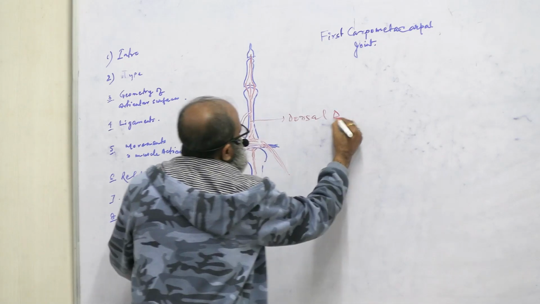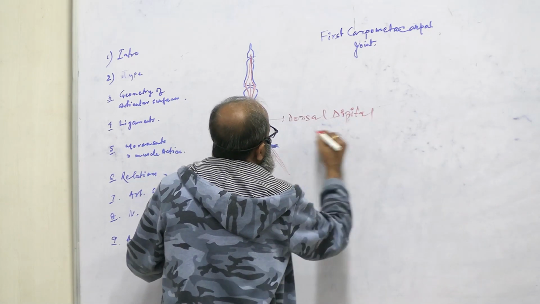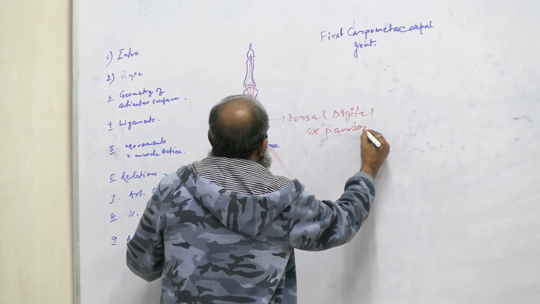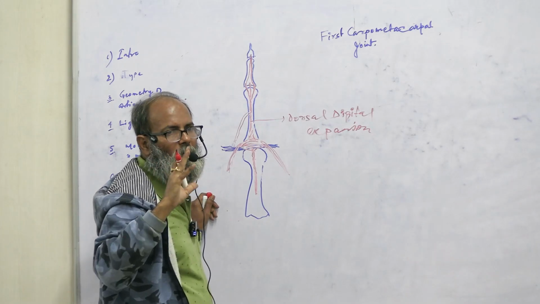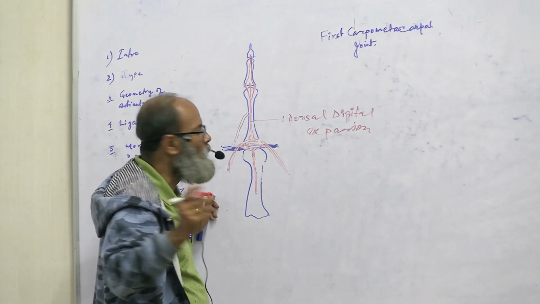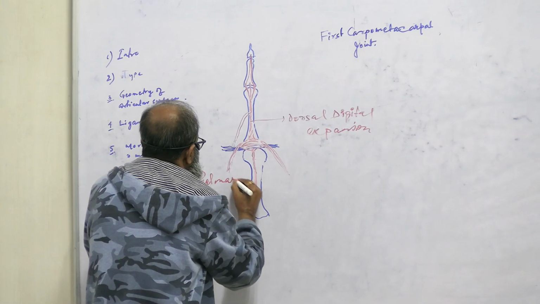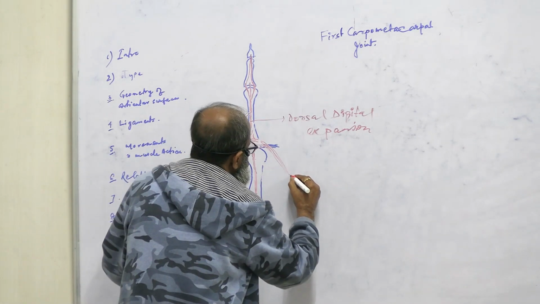Dorsal digital expansion. There are two wing tendons, right? This is palmar interosseous and this is dorsal interosseous.